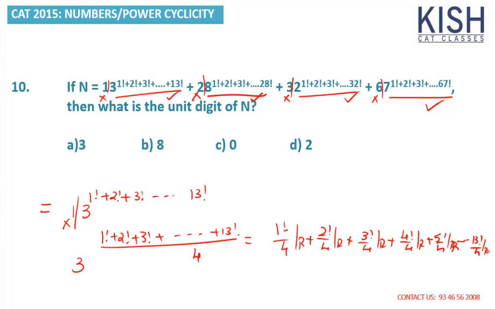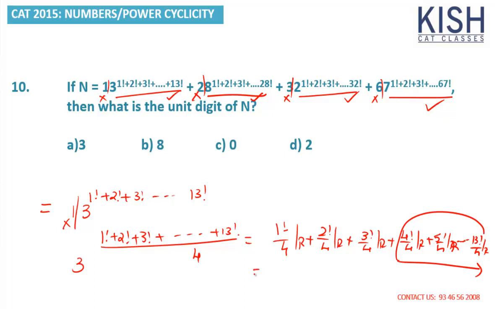Now, if you pay close attention, from 4 factorial onwards, for every term, the numerator contains 4. And we are dividing the number by 4. It means that the remainder must be 0 for all these numbers. 4 factorial by 4. 5 factorial has got 4, so 1 into 2 into 3 into 4 into 5 by 4. So it becomes 0. For all these numbers, the remainder is 0.